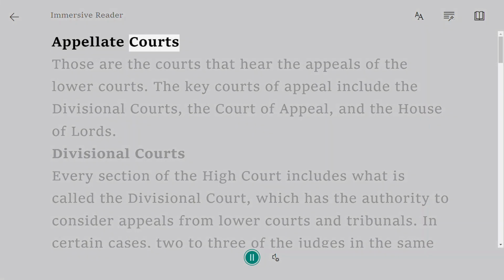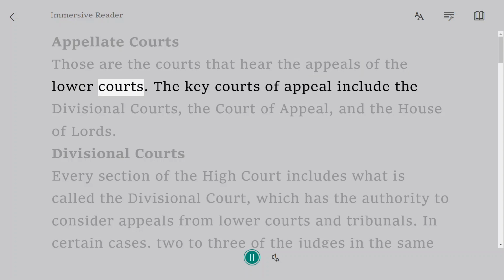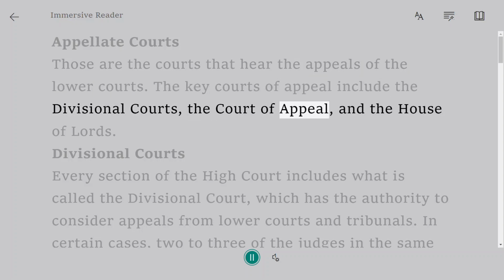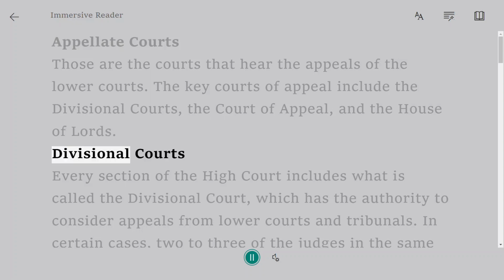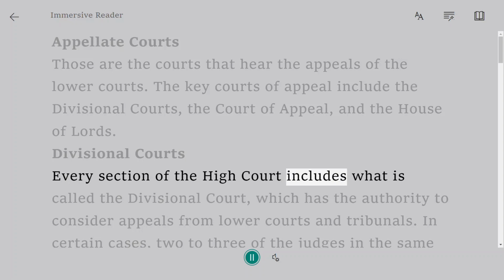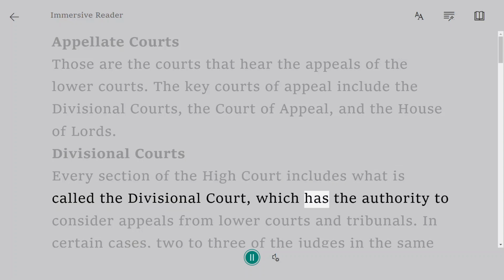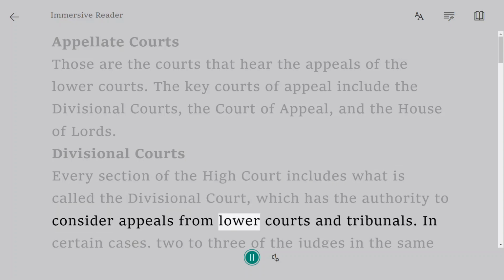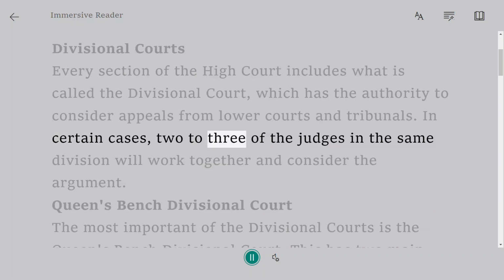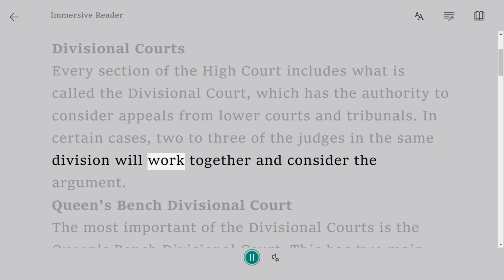Appellate Courts. Those are the courts that hear the appeals of the lower courts. The key courts of appeal include the Divisional Courts, the Court of Appeal, and the House of Lords. Divisional Courts. Every section of the High Court includes what is called the Divisional Court, which has the authority to consider appeals from lower courts and tribunals.